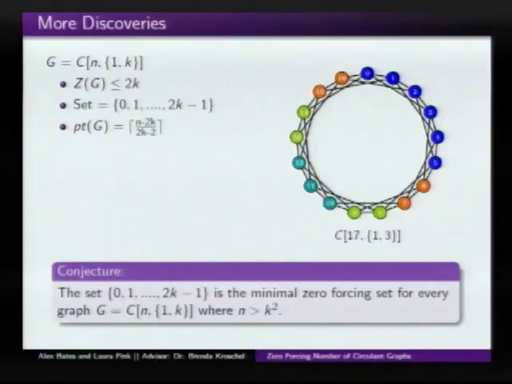And we conjectured, but we don't really know if it's true or not, that the set 0 through 2k minus 1, which is just 2k vertices in a row, is the minimal zero forcing set for every graph of this type for n greater than k squared. So this is open. If anybody else wants to do research on this in the future, this is one particular direction to take it.